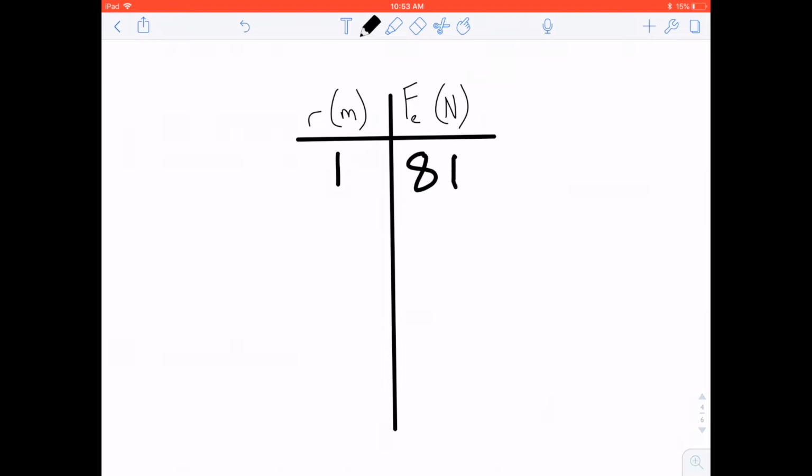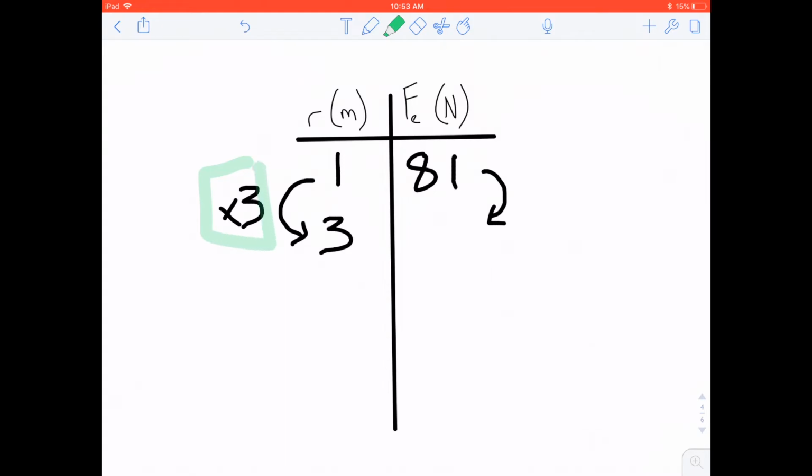Now, what's happening to the distance in the next test? We're going to be tripling the distance. We know that 1 times 3 is 3. That's simple enough. And now the question is, what is going to be the new force if we've tripled the distance between them? Well, we got to think about our inverse square rule. So what's the inverse of 3? It's 1/3. But it's an inverse square, so we got to square that 1/3, and 1/3 squared, if you know your math, is 1/9.